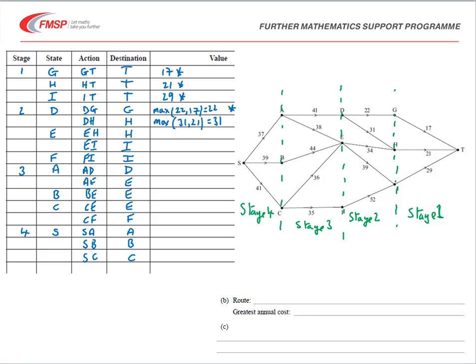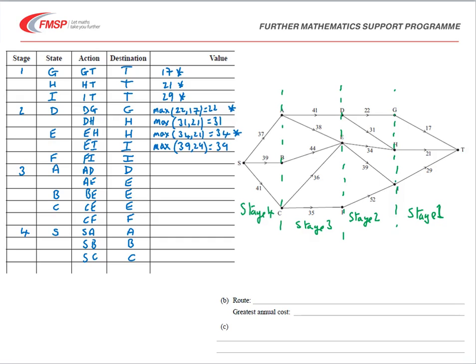I'll just finish off this stage in a similar way. So for state E and action EH, we've got the maximum of 34 and 21, which is 34, and for action EI, it's the maximum of 39, and I has a current value of 29, so that's 39. And we want the smallest of those, the minimum value of those two for state E, and so that's the 34.